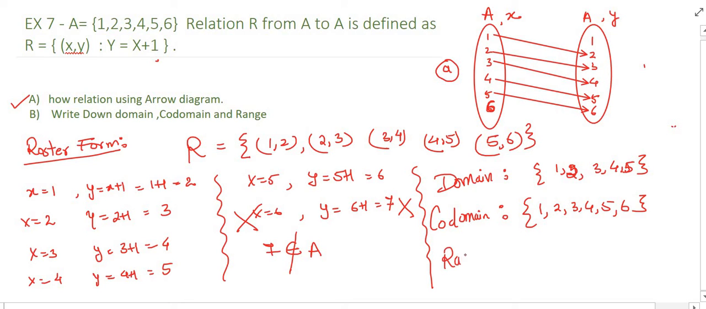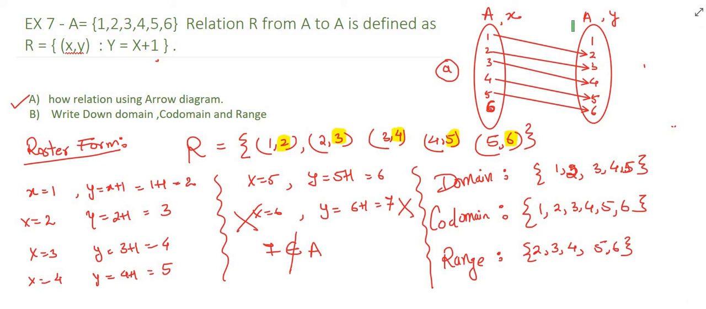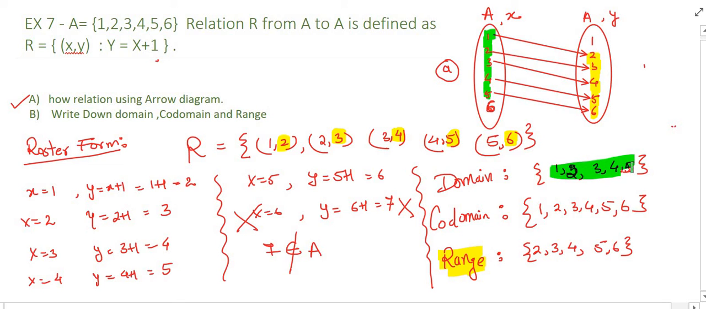Now what is range? Range means the second element, the second part of the ordered pairs. So that means 2, 3, 4, 5 and 6, only those elements which got used up in making pairs. This is your range. And domain is this, which got used up from the first. Okay, I hope you understood.